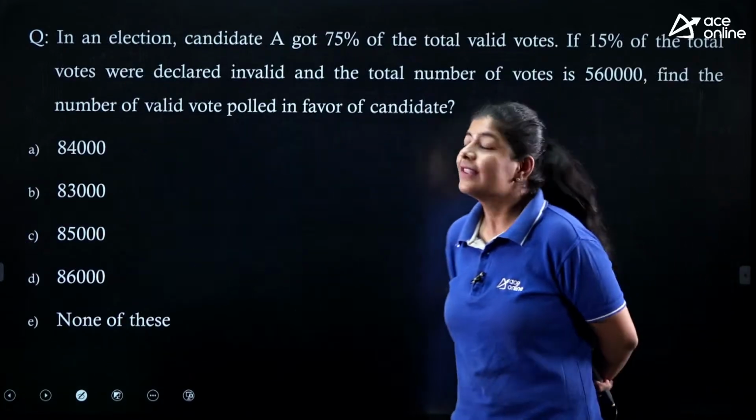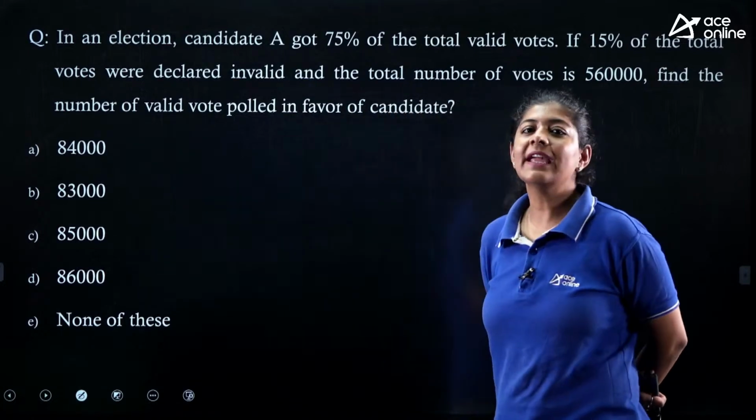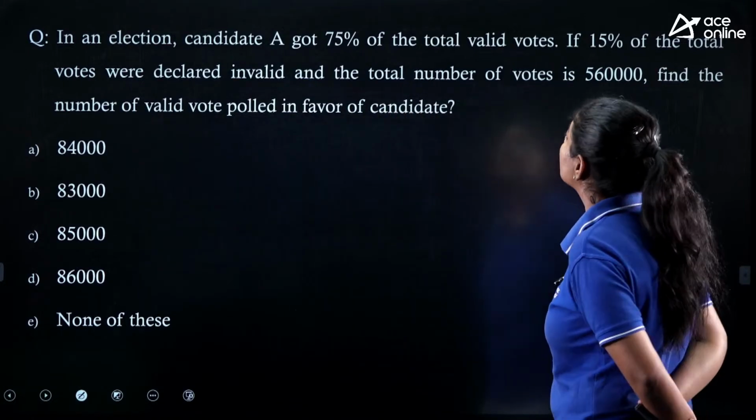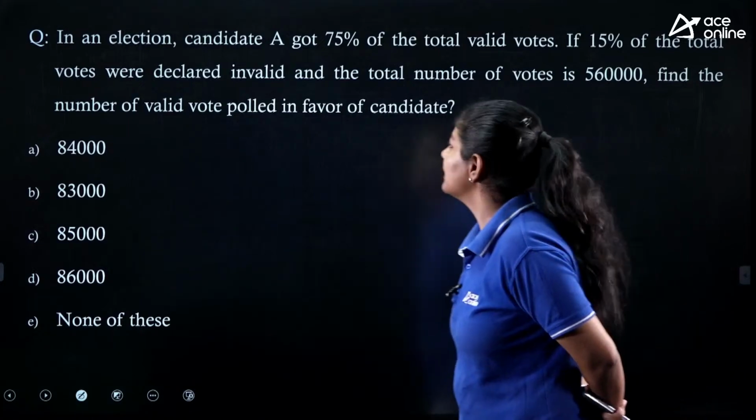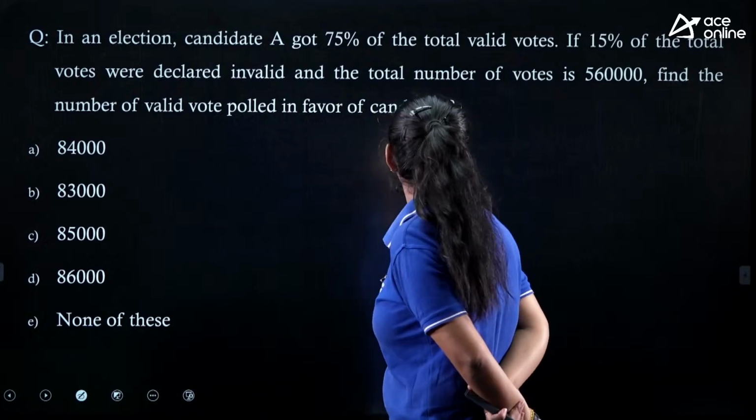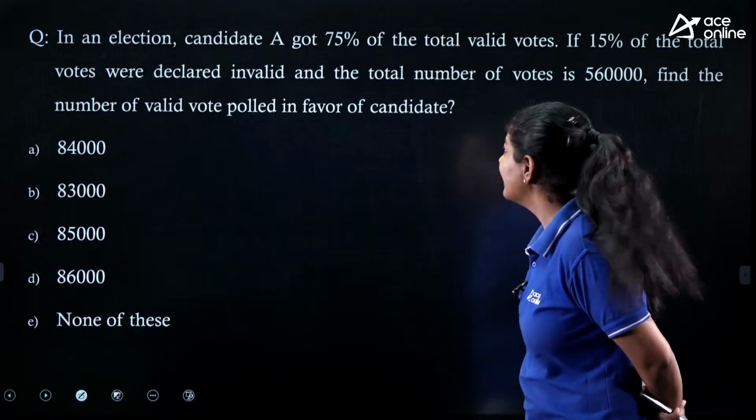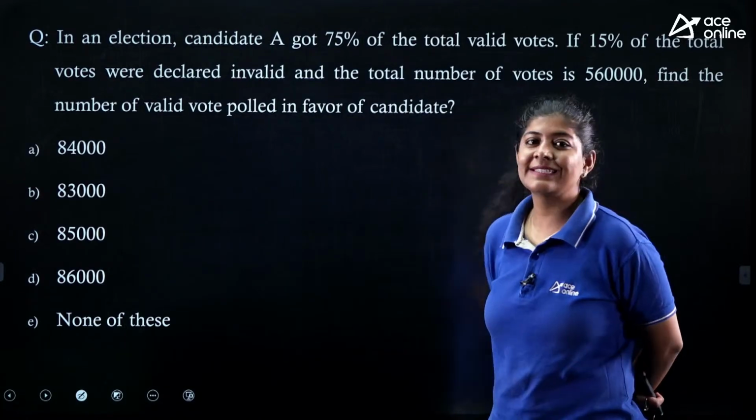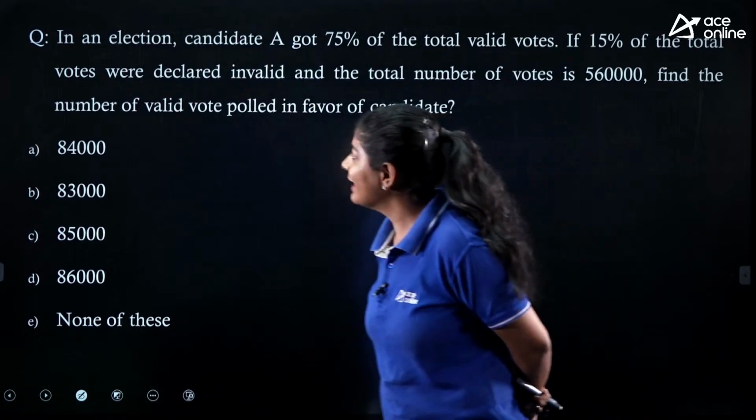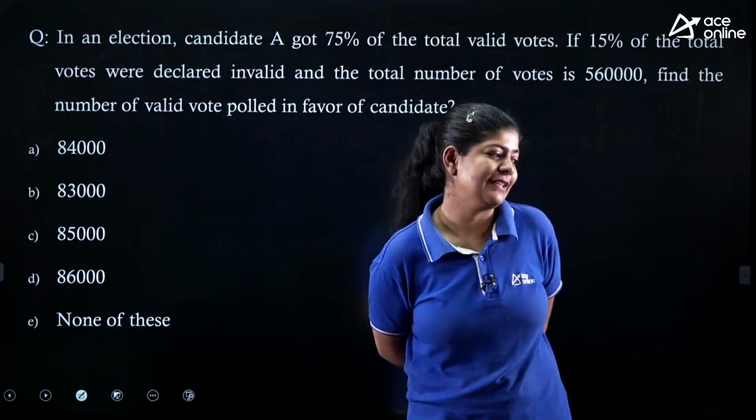Next. The next question says that in an election, candidate A got 75% of the total valid votes. If 15% of the total votes were declared invalid and the total number of votes is 5,60,000, then find the number of valid votes polled in favor of the candidate.